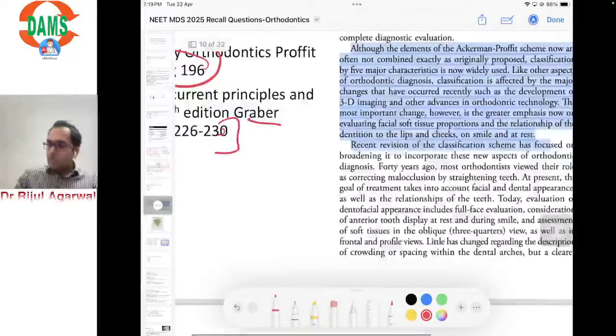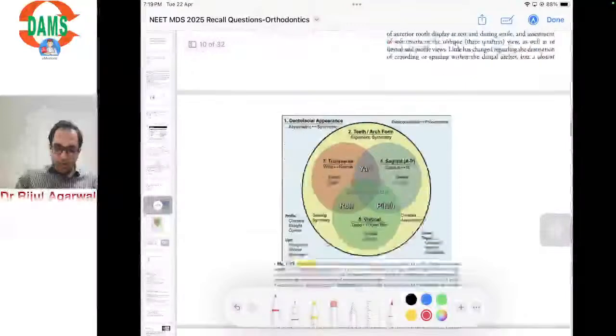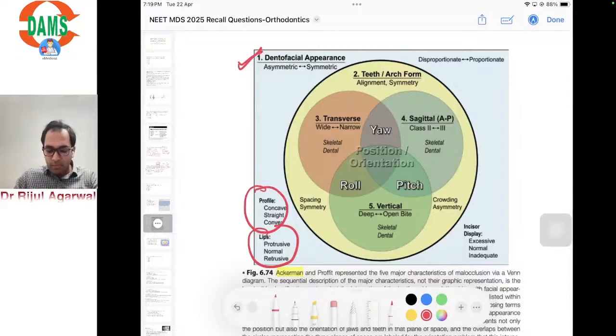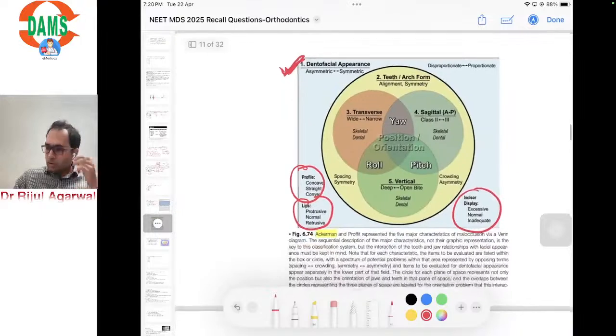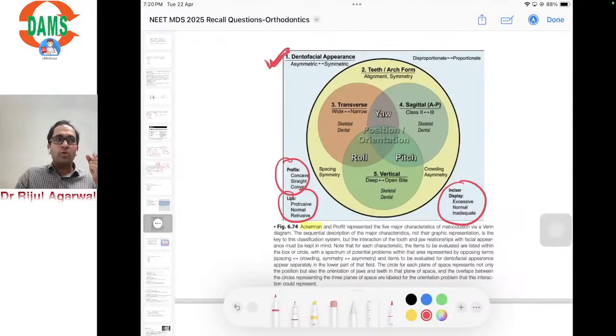Okay, so this is the snapshot of what is written in the text, which you can clearly see here. Furthermore, this is a Venn diagram which I took from the textbook of Proffit, in which it's clearly said that first is dentofacial appearance, which includes profile, lip position, incisor display. So the first group criteria is dentofacial appearance. This is the image from Proffit only, which I have taken. I haven't taken it from here and there or just googled it. You can very well verify it from the standard textbook as well. Okay, so I hope I have settled these doubts related to group 1 of the Ackermann Proffit classification.